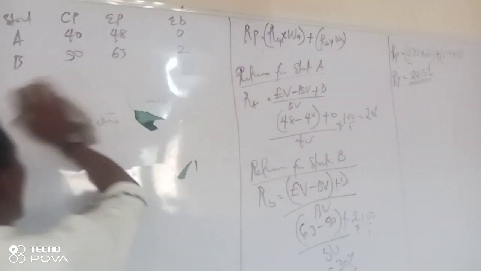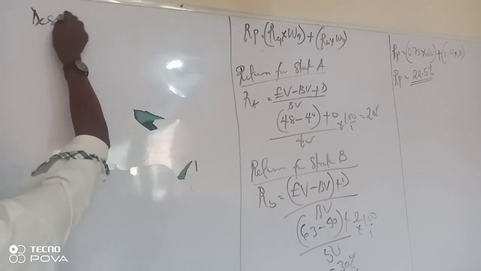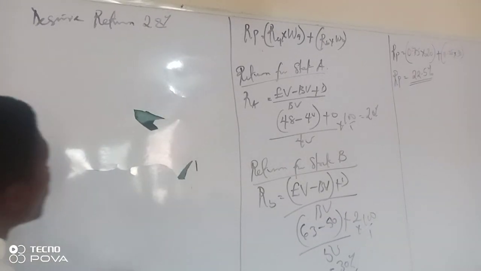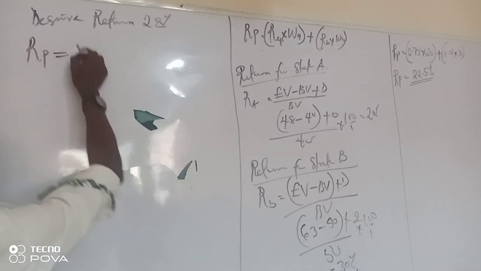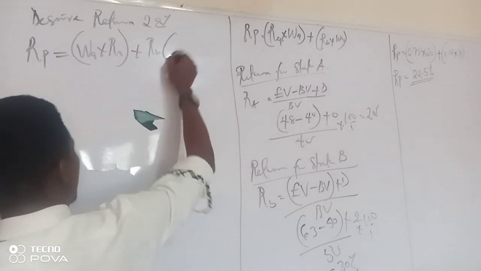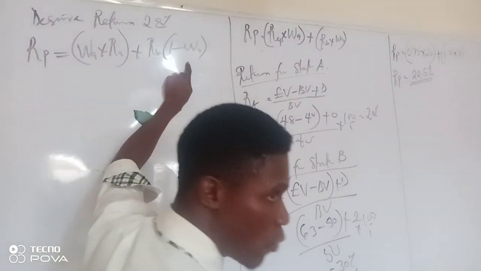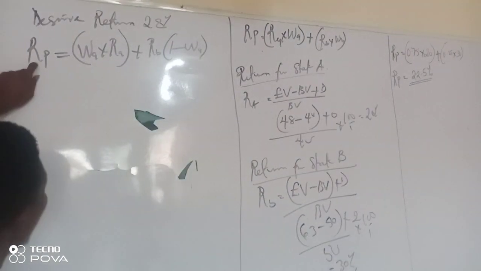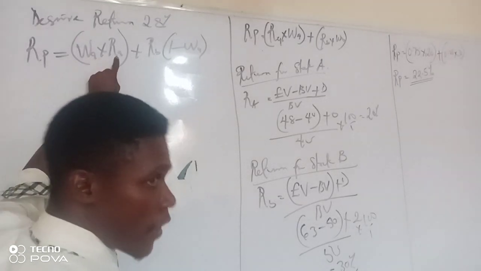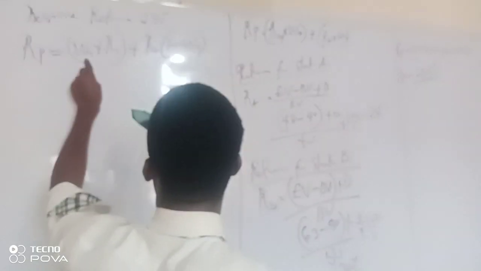Now look at it. Our desired return is 28%. Based on our formula, the return of the portfolio is equal to the weight of A times the return of A, plus the return of B times 1 minus the weight of A. Anytime you are looking for the proportion of investment, it's your best option to go for this equation. You know the return of A to be 20, and the return of B to be 30. Then what will be the proportion of your investment?